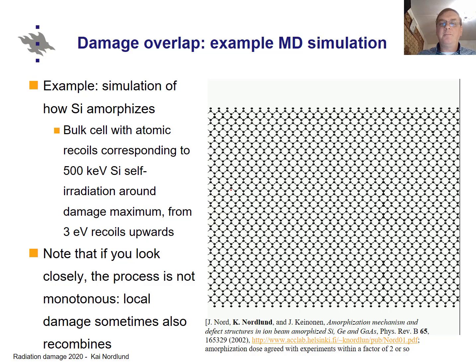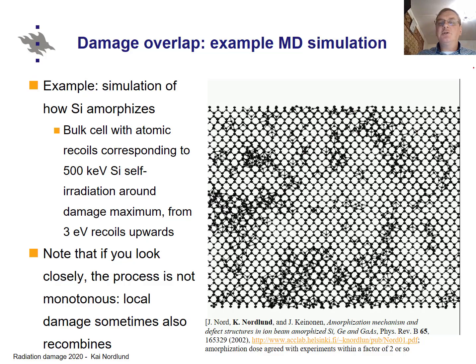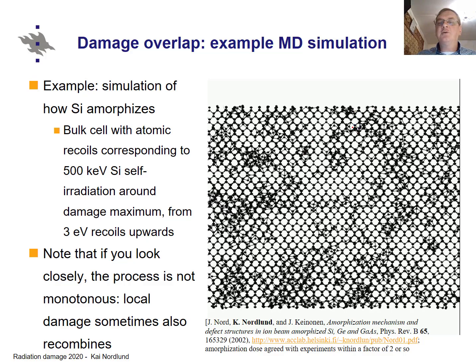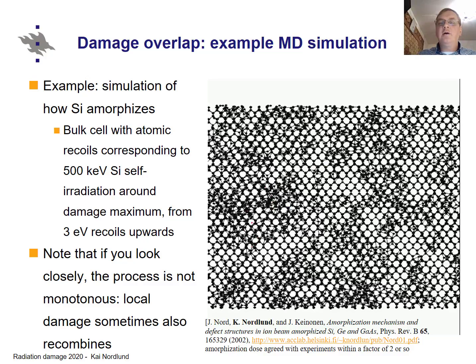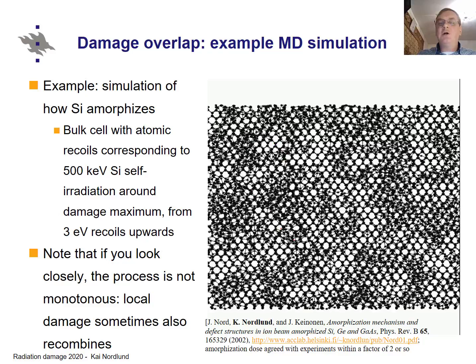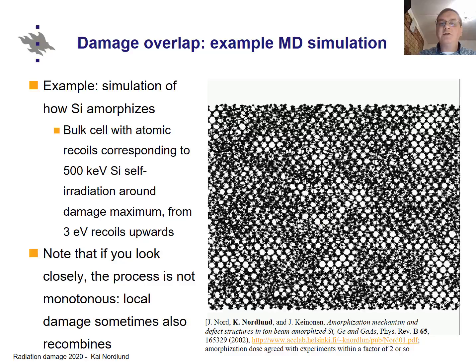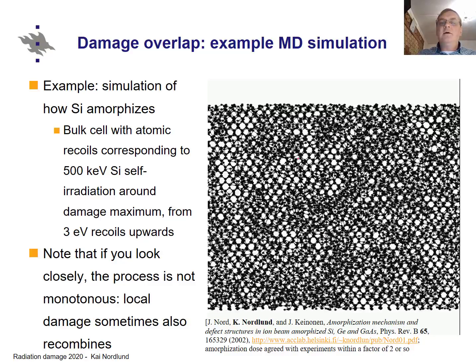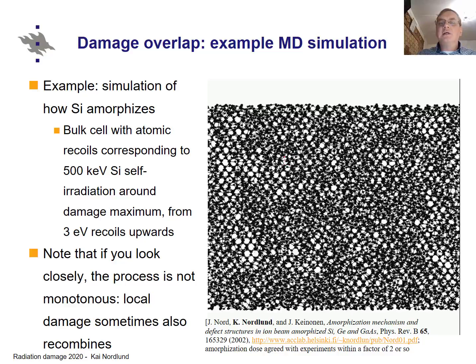Now, as you see, the single cascades introduce these small disordered zones, which were mentioned in the previous section, and rather naturally, when you keep irradiating, the damage overlaps with previous damage, and you get more and more damage, and eventually everything amorphizes. But do note that it doesn't look quite that simple.